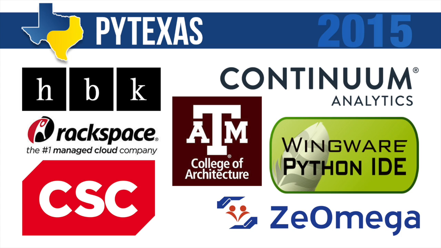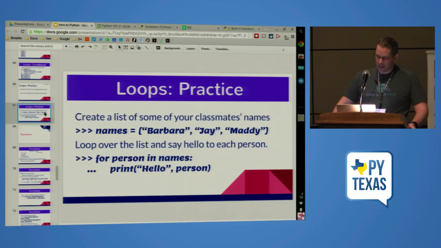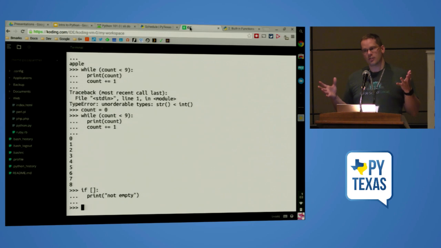All right, so to get back to where we left off on our loops, if you did the exercise, it was a pretty small exercise. That's how you would create a list, and then just loop through it and print out the people that are in the list. All right. Does anybody have any questions on loops before we move on to the second half?